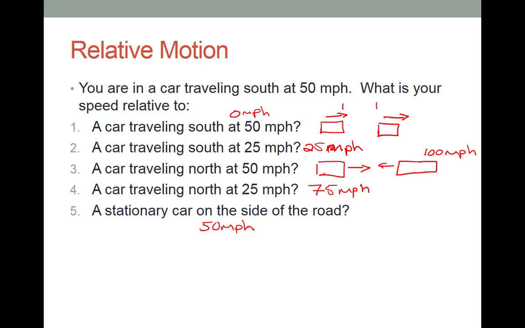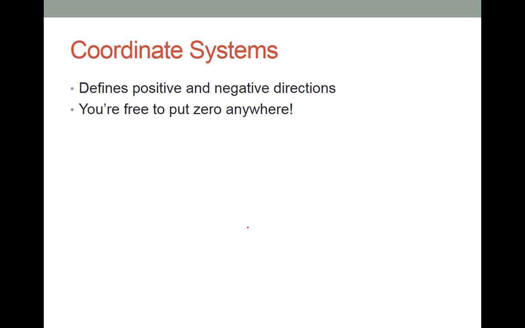Which means we need to come up with a good way of being able to communicate what's going on in a problem. And the way that we do that is by putting in a coordinate system. This defines positive and negative directions, and this is one of the things that always frustrates students, is there's no right way. There may be ways that make your life easier, but there's no right way, and you're free to do things in a variety of ways. So here I've written, you're free to put 0 anywhere. So what are we talking about?